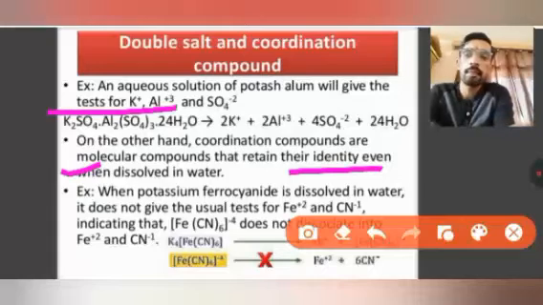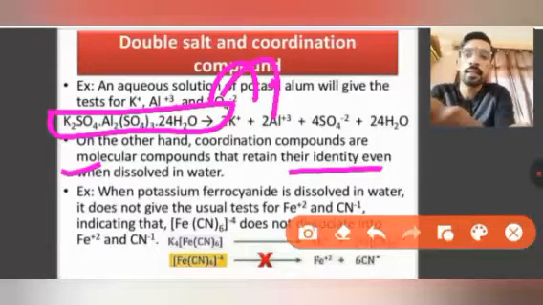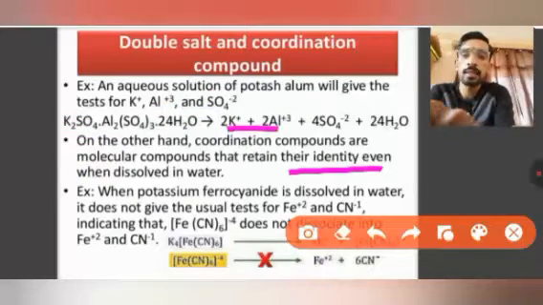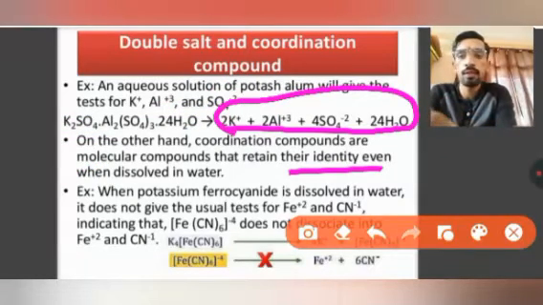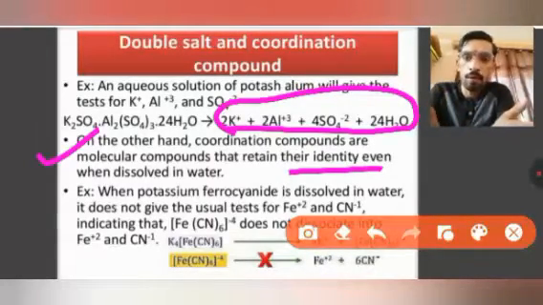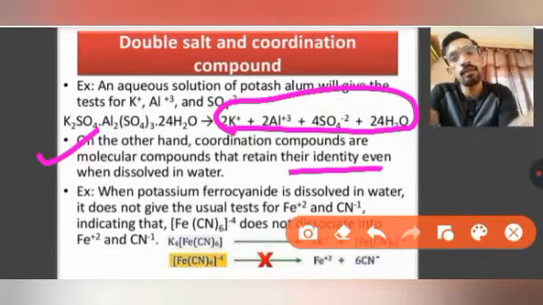If we break down a double salt, the ions that form will not have the same properties, and it will give the tests of those ions. Whereas coordination compounds are molecular compounds that retain their identity even when dissolved in water.